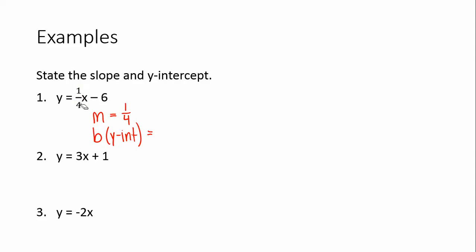The y-intercept is the constant that's added or subtracted in the back, and we need to make sure we take the sign with it. In this case it would be a negative 6. If we were to graph this line, it would cross the y-axis at negative 6 and have a slope of positive 1/4. Let's look at number 2. Slope and y-intercept. Again, the slope is the number in front of the variable x, which is a positive 3, and the y-intercept is the constant that's added or subtracted at the back. In this case, it's a positive 1. This graph would cross the y-axis at 1 and have a slope of 3.